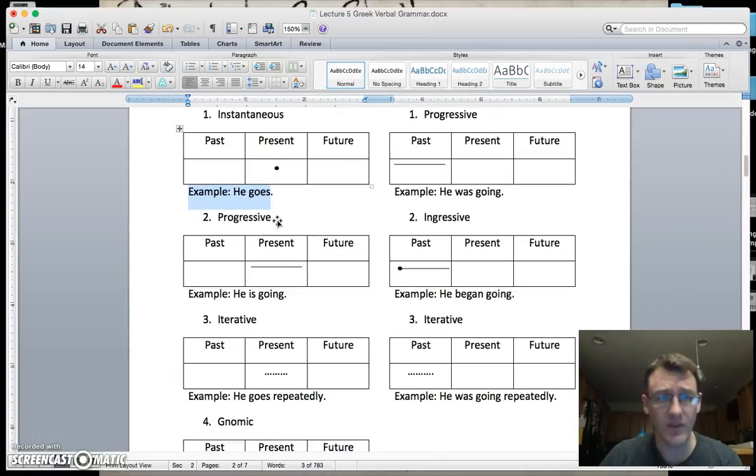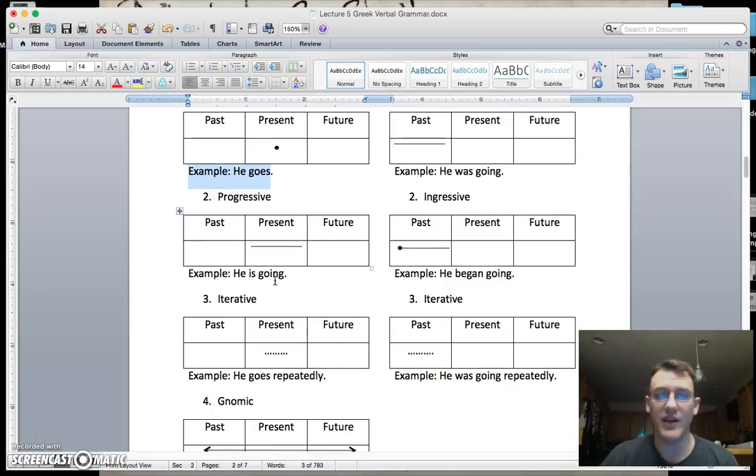The next is what we call the progressive, and this is represented by a line in the present because it's attempting to communicate something that is happening in the present and continuing. So, "he is going." That is, he is currently in the act of going somewhere, and it's still happening when I'm telling you about it. All right, so that is the present progressive.